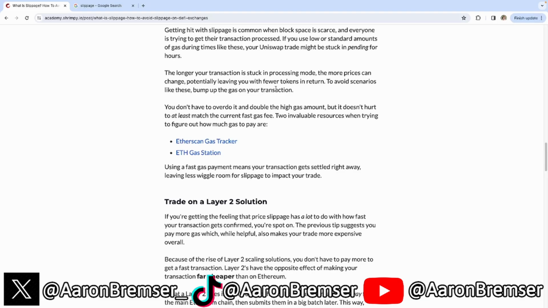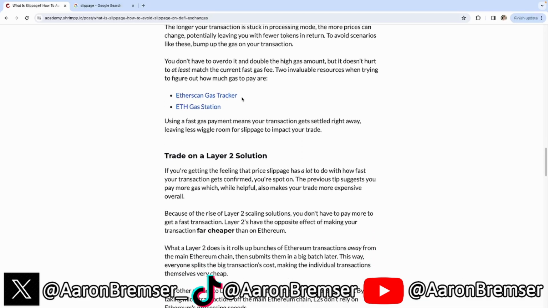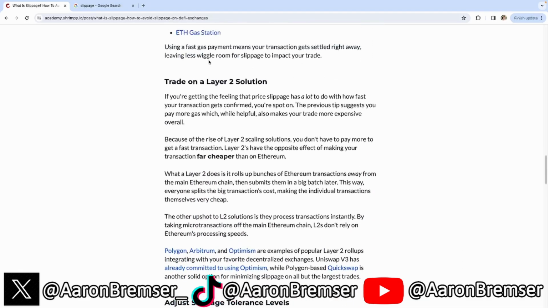So the more gas fee you use on something like Ethereum, the better chance you'll get through without being hurt as badly. You don't have to overdo it and double the high gas amount, but it doesn't hurt to at least match the current fast gas fee. Two invaluable resources when trying to figure out how much gas to pay are Etherscan Gas Tracker and ETH Gas.